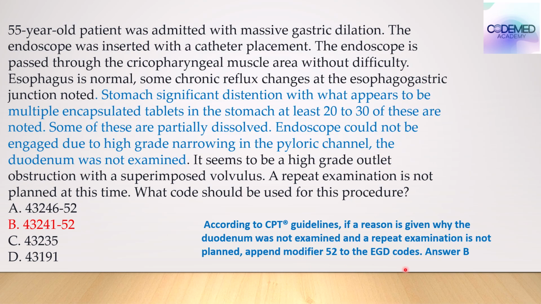to the EGD. And if you see the codes 43246 and 43241, 43241 talks about the esophagogastroduodenoscopy flexible transoral with the insertion of an intraluminal tube or catheter, and 43246 talks about with direct placement of a percutaneous gastrostomy tube. We have not placed the tube. We have just checked the distended stomach, and then we withdrew the catheter, or the intraluminal tube, meaning the camera which was fixed to the scope. And that's why 43241 with the modifier 52 is the correct answer.